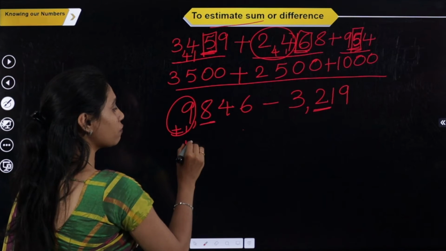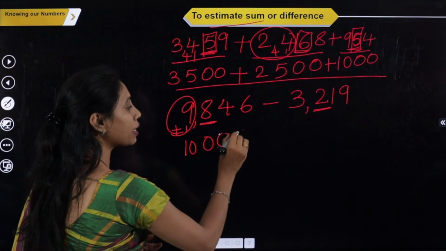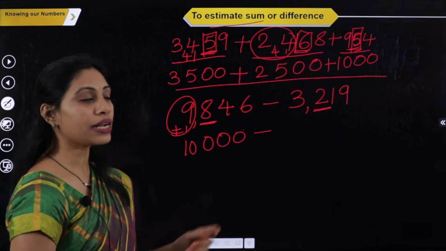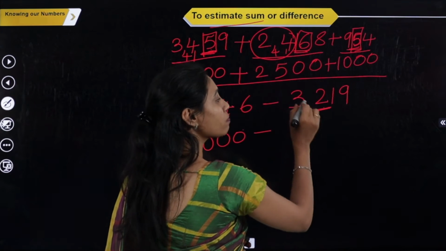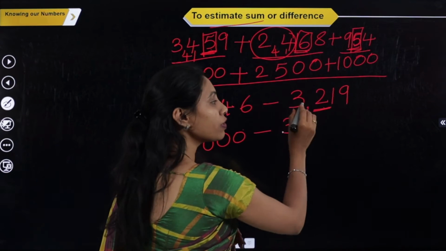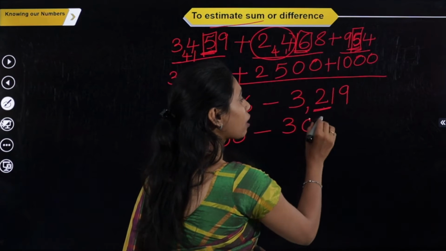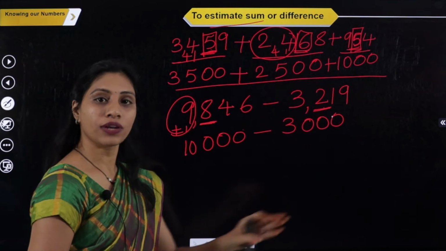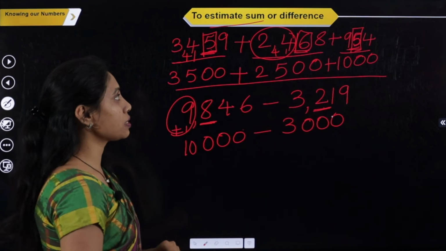So, here 9 plus 1 gives us 10, and along with the underlined digit towards its right we will make it all zeros. Minus, here in the second number the underlined digit is 2, 2 is smaller than 5. So, what will we do in this case? We will not add anything, whatever is towards the left of the underlined digit we will write as it is. Now, along with the underlined digit towards its right we will make everything 0. Now, we will find the difference between 10,000 and 3,000. So, that is how we will do estimation of sum or difference.